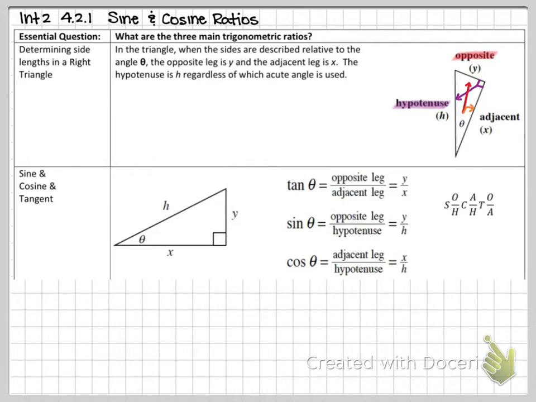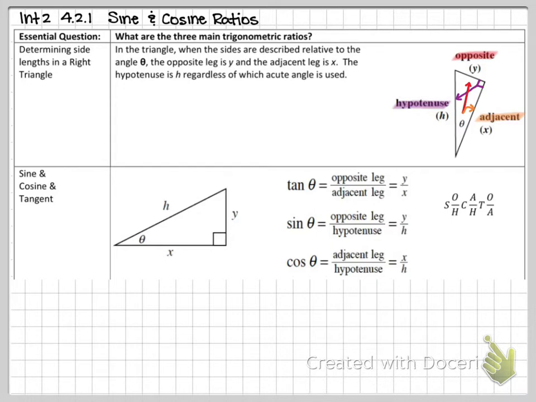Then the last side, which by default is typically the last one that you would identify, is the adjacent side. And it is the side that is right next to the angle in question, but not the hypotenuse. So that's why I recommend typically identifying the opposite and the hypotenuse before adjacent, so you don't want to confuse the adjacent side with the hypotenuse itself.